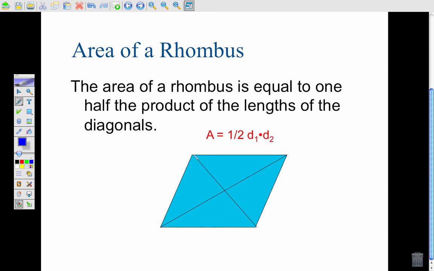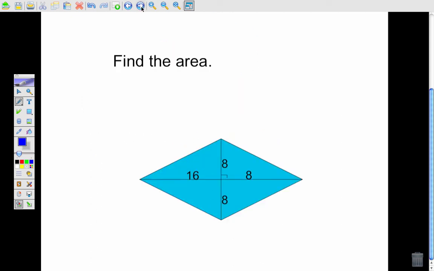Area of a rhombus. Now a rhombus is also a parallelogram, so we could still use area equals base times height if that's the information that we have. Or if we don't have that information, we can use 1/2 times D1 times D2. So diagonals again. So this one just depends on what information you are given.